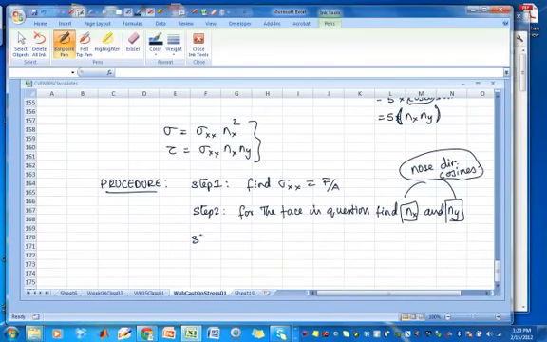Then step 3, the normal stress equal to sigma xx nx squared, shear stress equal to sigma xx nx ny. That's what you have to do.